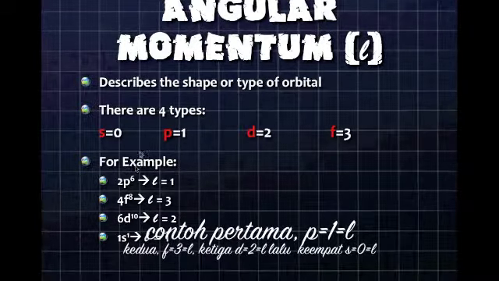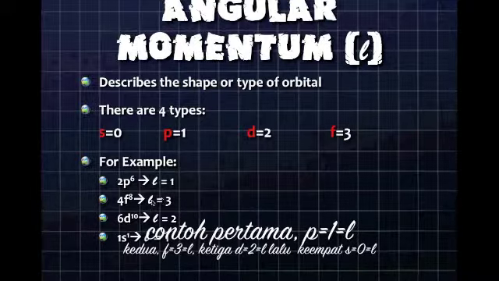For example, you have 2p6. You should look at the p, and p equals 1, so l equals 1. The next example is 4f8. You look at the f, and here f equals 3. So the angular momentum quantum number, or l, equals 3.